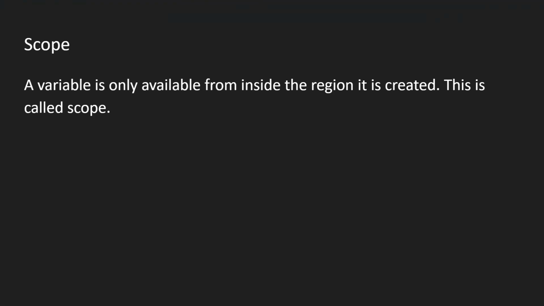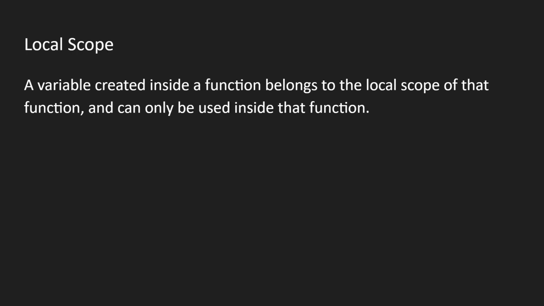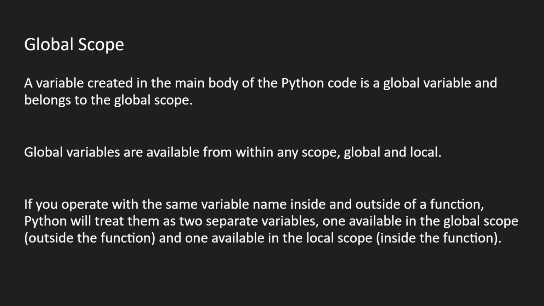A variable is only available from inside the region it's created. This is called scope. A variable created inside a function belongs to the local scope of that function and can only be used inside that function. A variable created in the main body of the Python code is a global variable and belongs to the global scope. Global variables are available from within any scope, global and local.